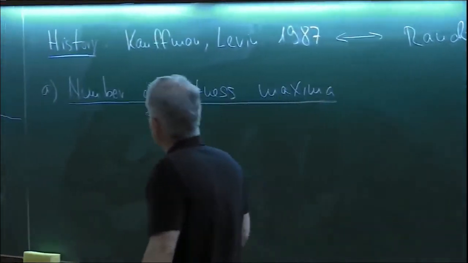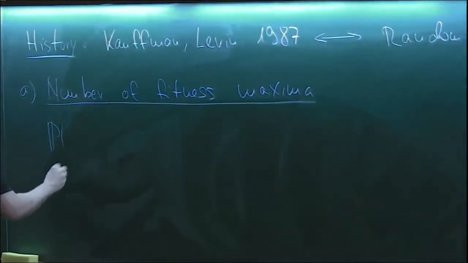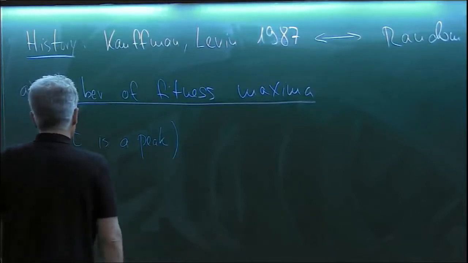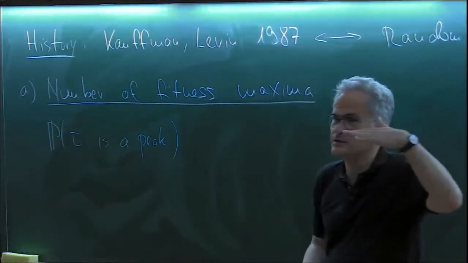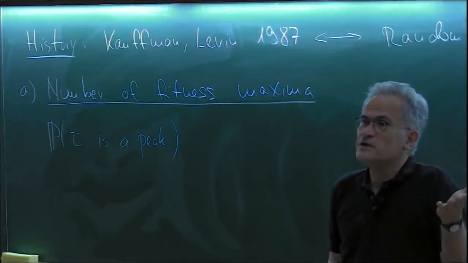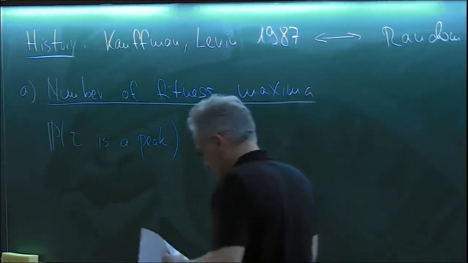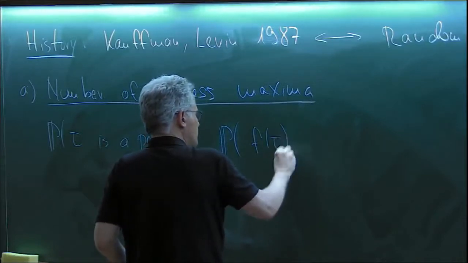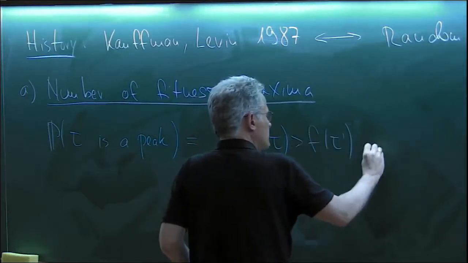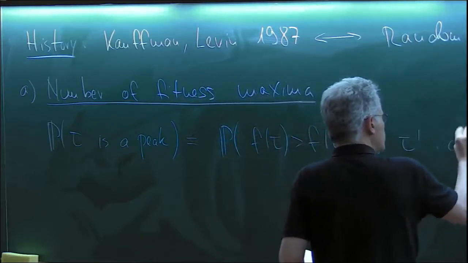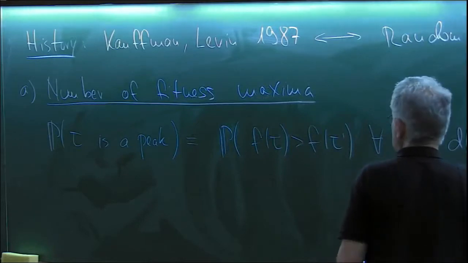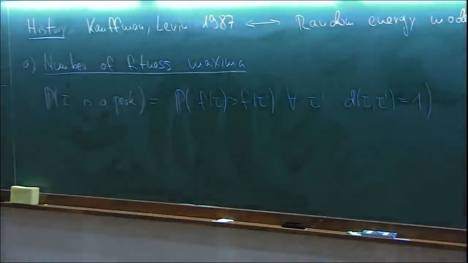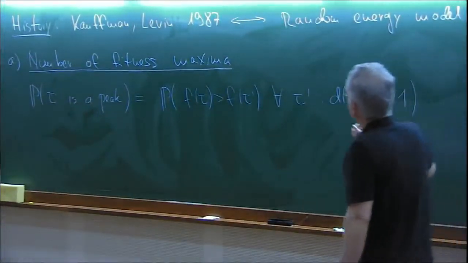So what is the probability that a randomly chosen genotype is a maximum or a peak? Well, according to the definition, this is the probability that its fitness value is larger than the fitness value of the others, right? So let me put that down here again. This is the probability that f of tau is greater than f of tau prime for all tau prime with distance 1. Now, how many such neighbors are there? L, right? So there are L neighbors.